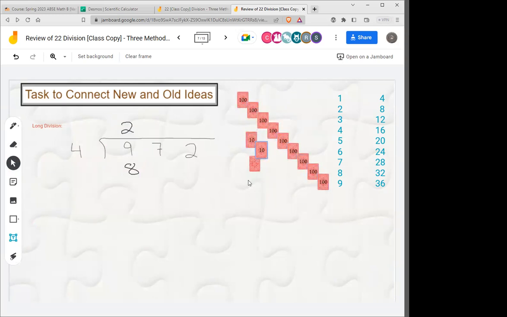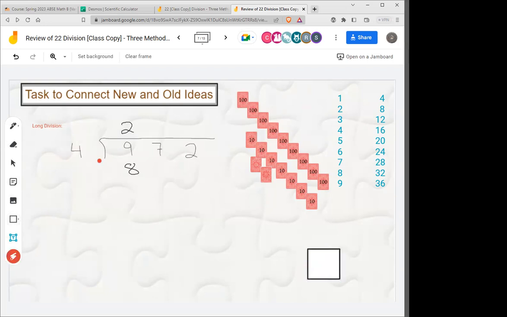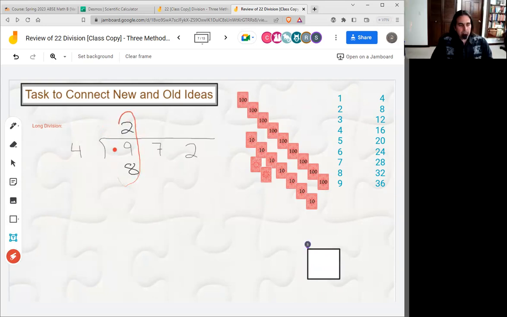1, 2, 3, 4, 5, 6, 7, 8, 9. 1, 2, 3, 4, 5, 6, 7, and 2. Now I have my 972. Let me draw my table again. Somebody can color it if they care. So when this 2 is up here, it's saying we're in the hundreds column, and I've dealt out 200 to my 4 people. So let's actually do that.